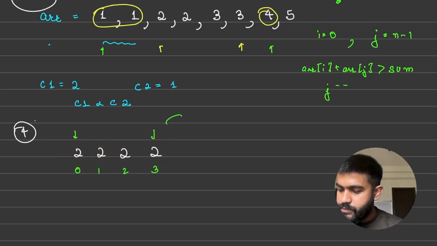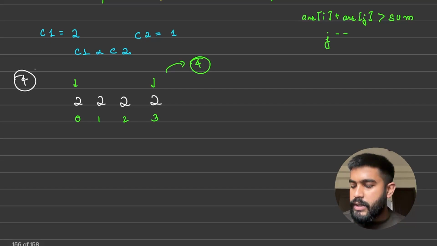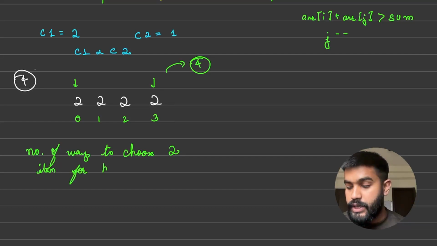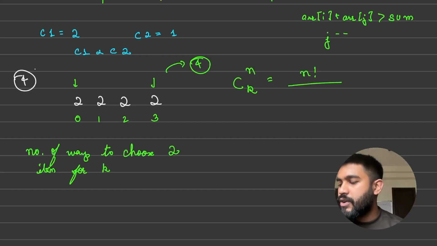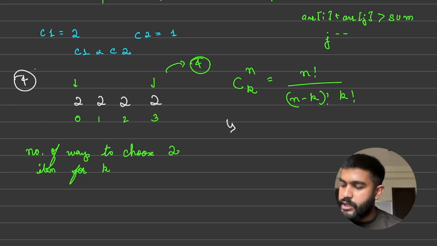So the value would be 4. So this is the number of ways to choose 2 items from K. So I can say that this is nothing but n choose K. So the value of n choose K is what? N factorial divided by n minus K factorial divided by K factorial. Let's just refine it more. Here we have the value as n factorial.